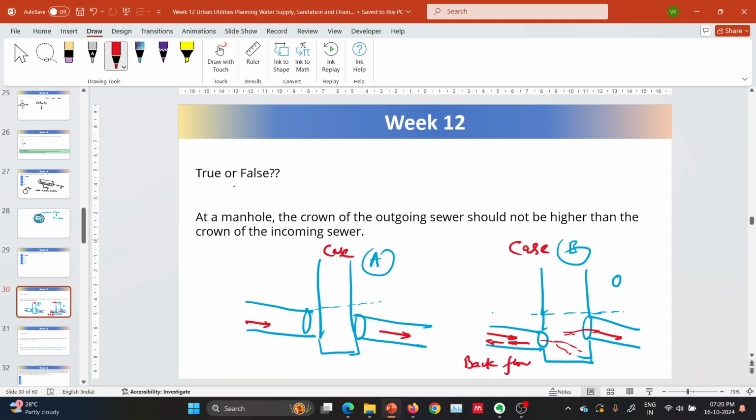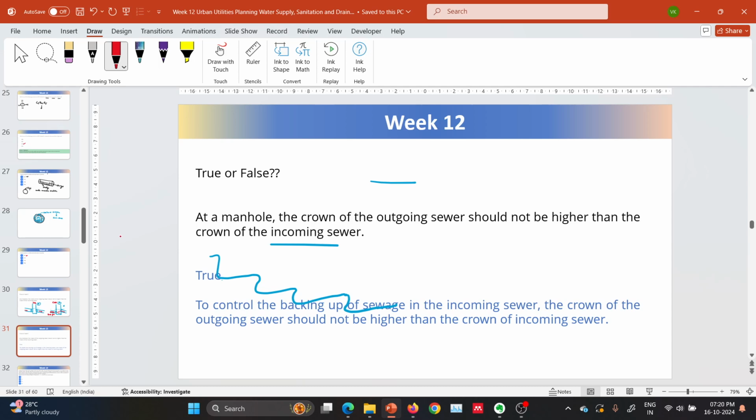That's why, what is the statement? The crown of the outgoing sewer should not be higher than the crown of the incoming sewer. So it should not be higher than the incoming sewer. The statement is true, because to control the backing of sewage in the incoming sewer, the crown of the outgoing sewer should not be higher than the crown of the incoming sewer. This is the reason.